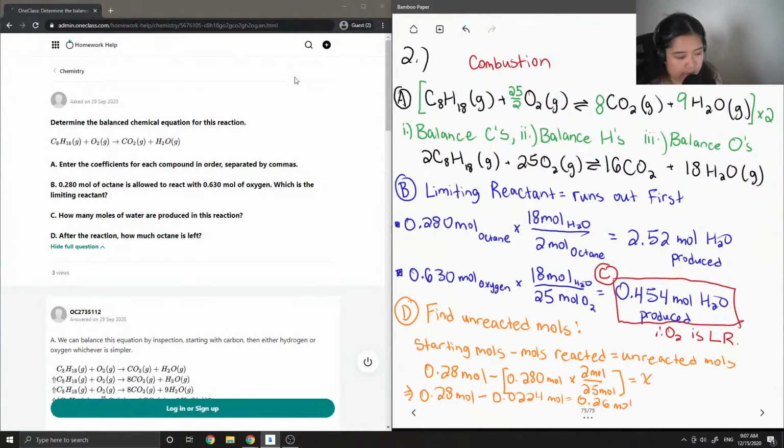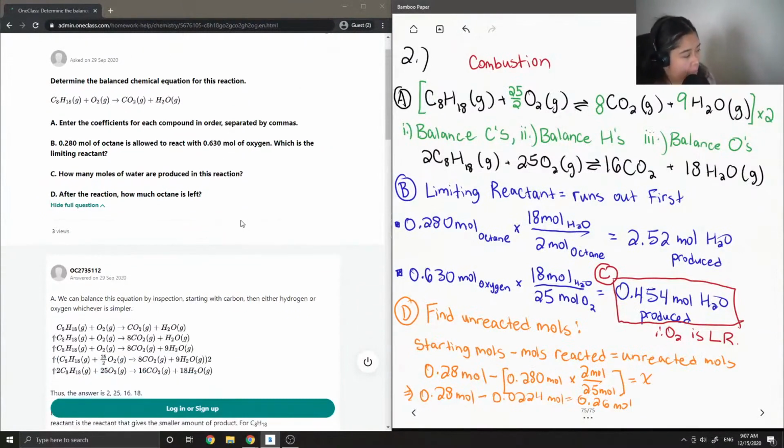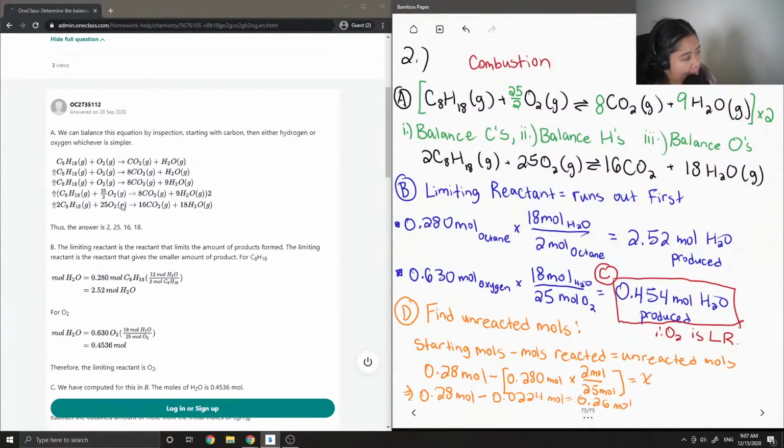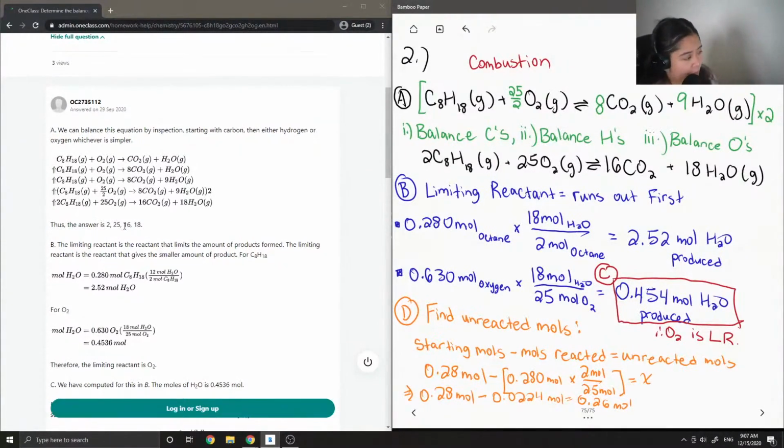Okay, so let's see what the junior tutor said. For part A, we can balance this equation by inspection, starting with carbon, then either hydrogen or oxygen, whichever is simpler. Okay, so you can see that they also got 2 moles of octane plus 25 oxygen makes 16 carbon dioxide plus 18 H2O.